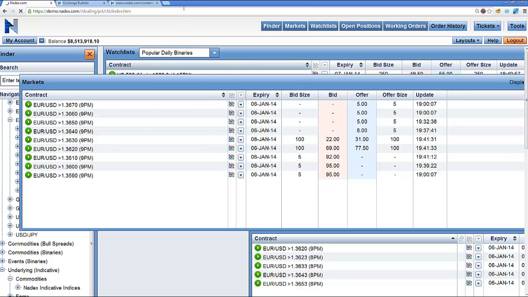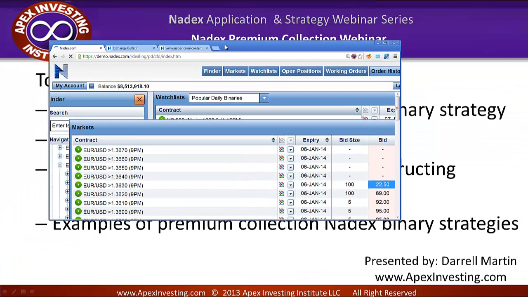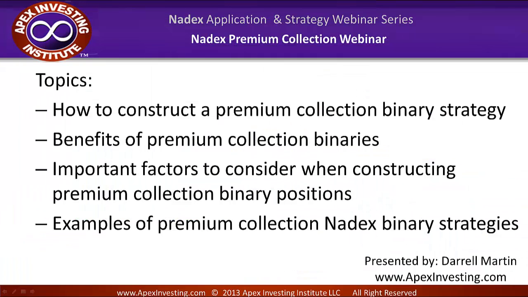How does a premium collection sell work? Any questions on that? Because I want to get into some of the other small tips and tricks that have helped me in premium collection, but I want to make sure that everybody's caught up. All right. Looks like everybody's good. So again, if you've got questions, post them. So we talked about how to construct a premium collection binary strategy. Let's talk about how to find them.